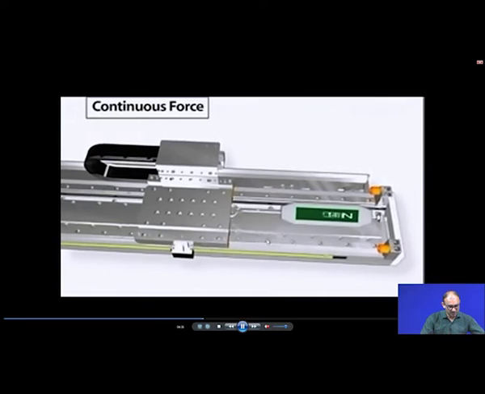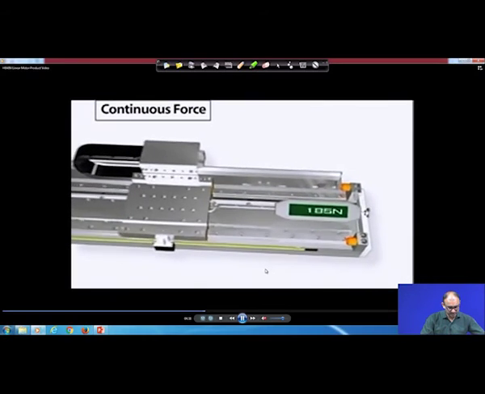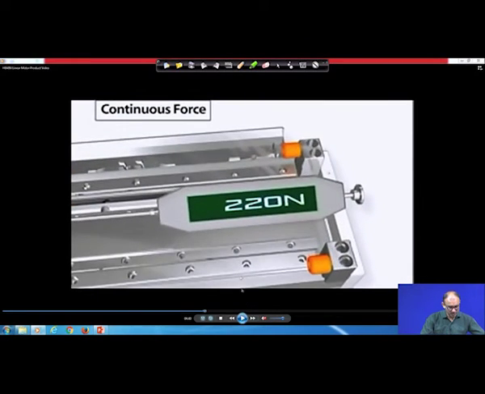Right. The second one is the continuous force. When you apply continuous current, how much force can you get when you are moving this platform? That is called the forcer.